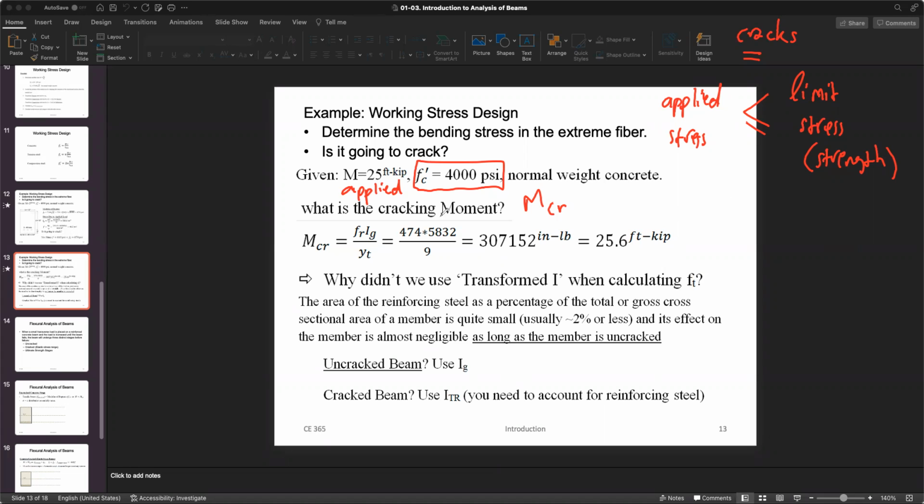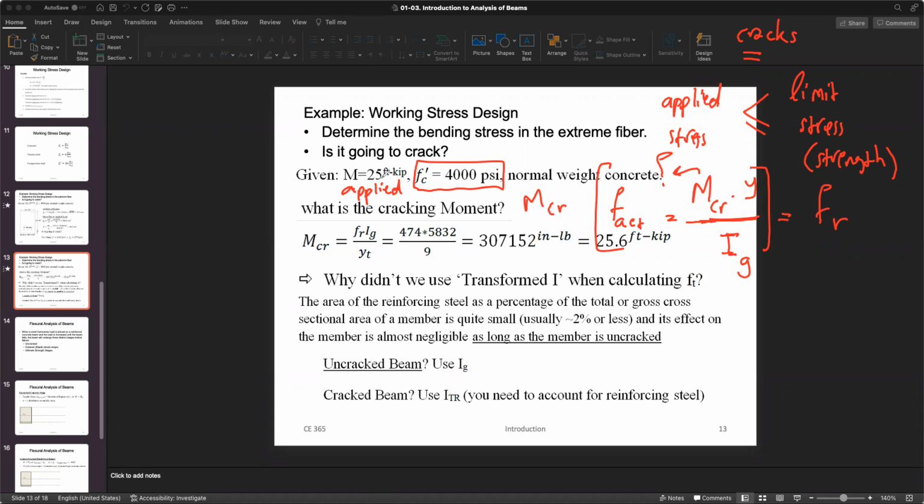So if I want to find the cracking moment, I can say, all right, the cracking moment that I do not know, multiplied by y over the gross moment of inertia, because I'm just using the whole concrete. So this is how to find the F actual. I'm making this equal to the FR. Does that make sense? The FR, which is the limiting stress. Okay, so this is unknown at this point.